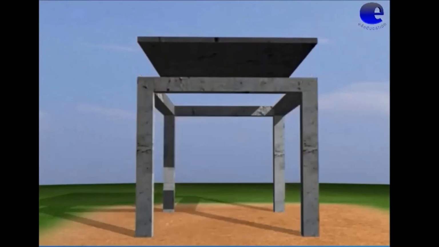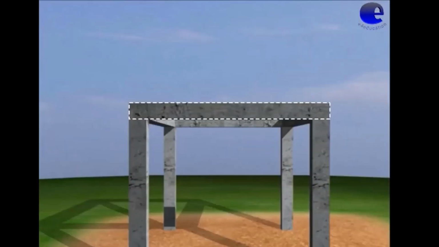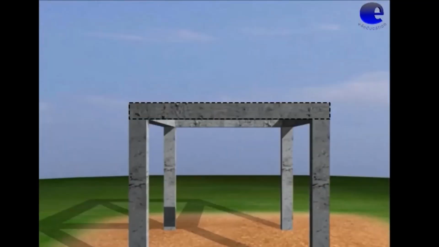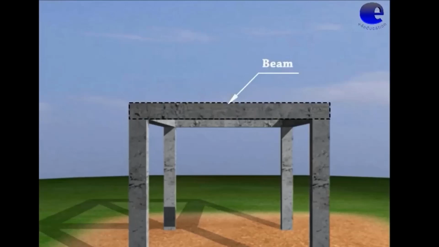Beam is a structural member sufficiently long as compared to its lateral dimensions. Beam is supported on columns. The floor slab and roof slab will rest on the beam. So, the load from the slabs will be transferred to the beam.